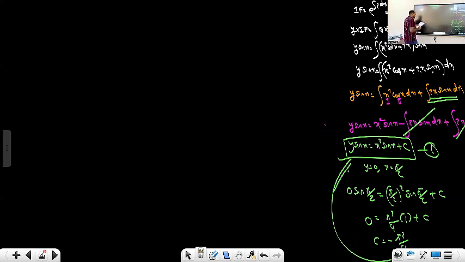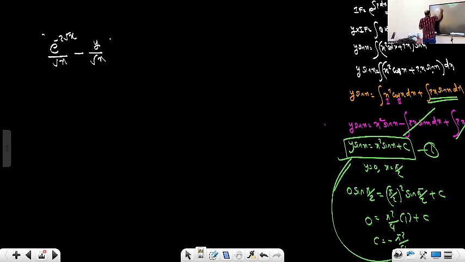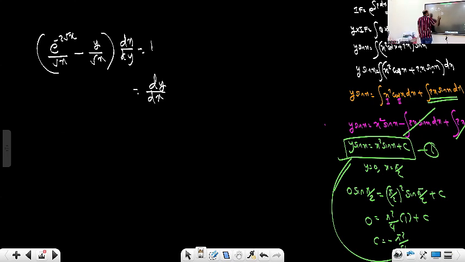Question number 5. e raised to minus 2 root x by root x minus y by root x into dx by dy equals 1. Can anyone tell what is the first procedure we did in this class? dx by dy you transpose. What happens if you are transposing? dy by dx. Multiplication will go reciprocal.